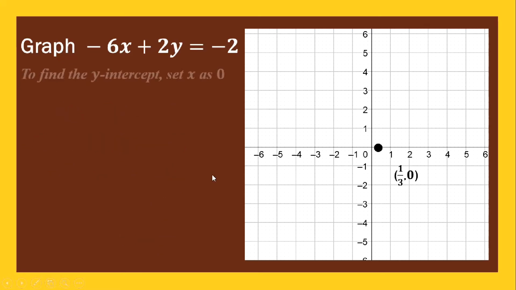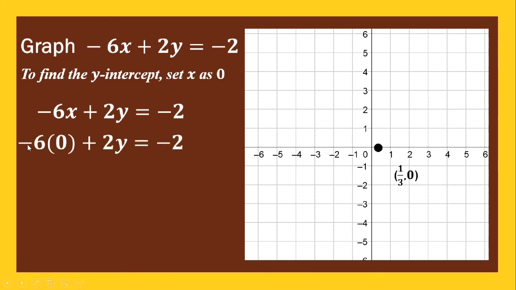Next, let us find the y-intercept. Kapag y-intercept naman, saang part sa y-axis tatama yung graph? To find that, let us set x as 0. So, again, yung x dito, papalitan lang natin ng 0. We will be having negative 6 times 0 plus 2y equals negative 2. We have 0 plus 2y equals negative 2.